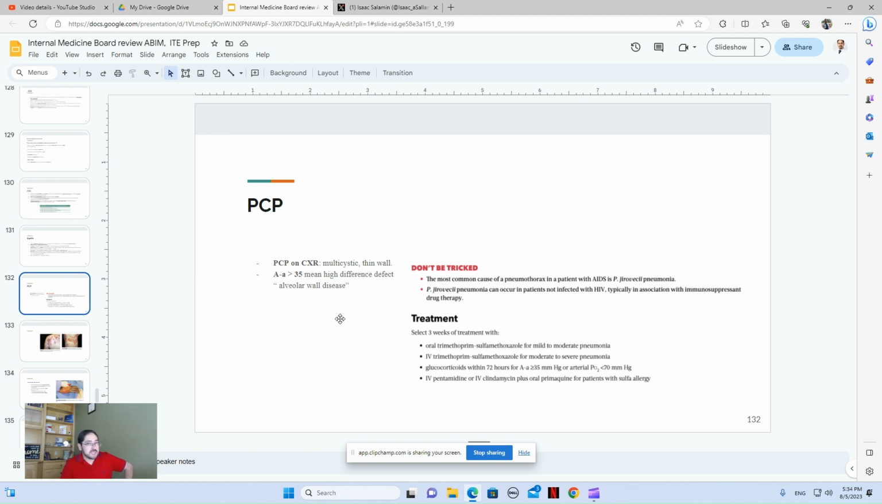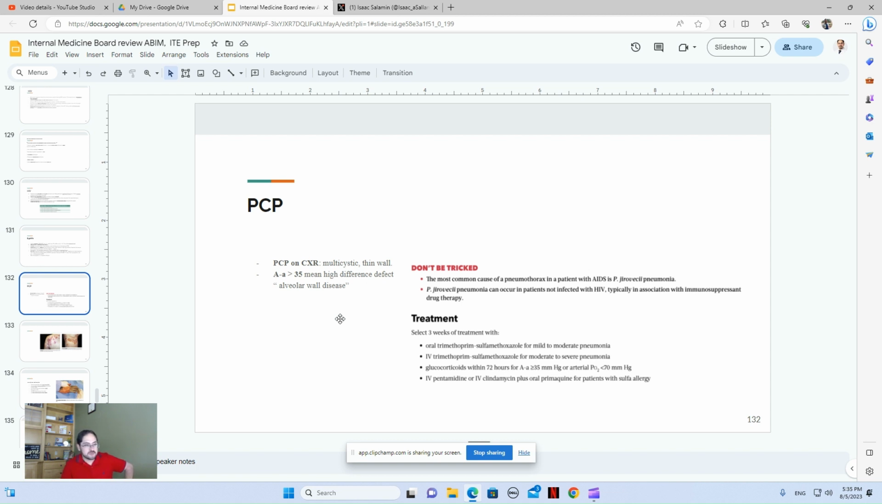A CT scan of the chest may show multicystic lesions with a thin wall. That's your key, thin wall multicystic. Then you start thinking about PCP. You also need to understand the treatment and the prophylaxis in a patient who is immunocompromised, or transplanted, or has HIV with a CD4 count less than 200.